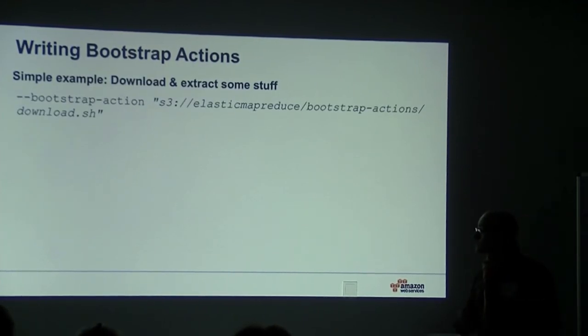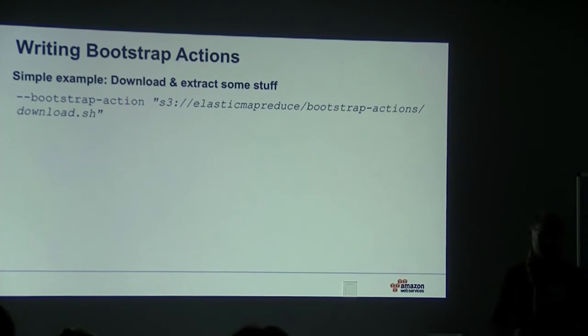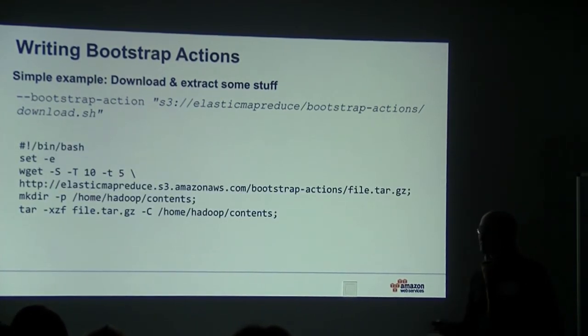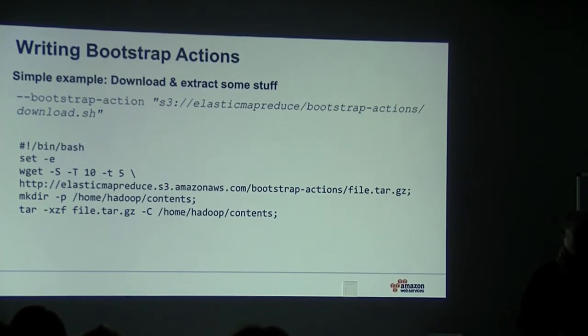I'd like to look at two examples to give you a better idea of what a Bootstrap action actually looks like. The first one is really easy. It's also one of the predefined ones. It's a sample called download.sh. And here it is. This is probably the simplest thing you can get away with besides changing a configuration file. Just run a wget on a certain bucket, download a tar file, create a directory, and then put the file's contents over there. Very simplistic, but gets the job done.